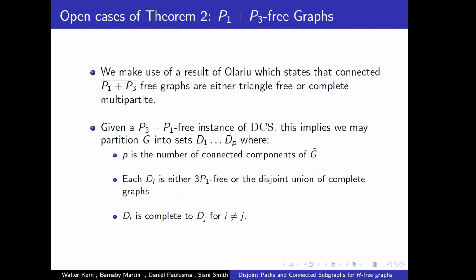To do this, we'll use this result of Olariu, which says that graphs avoiding the complement of P1 + P3 are either triangle free or complete multipartite. What this tells us is that, given our P3 + P1 free instance, we can partition our graph into sets D_1 to D_p, where p is the number of connected components of the complement of G. Each set D_i is either 3P1 free or a disjoint union of complete graphs, and D_i is complete to D_j for any i not equal to j.